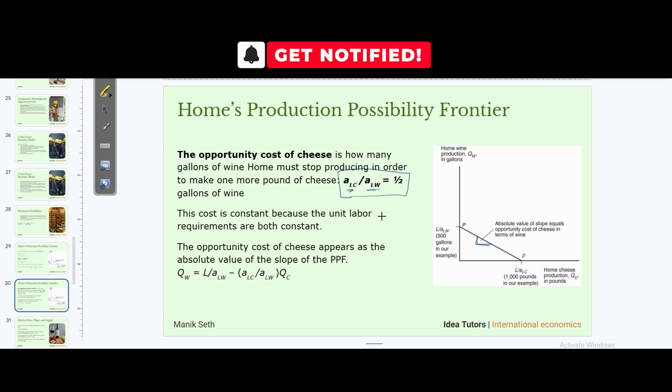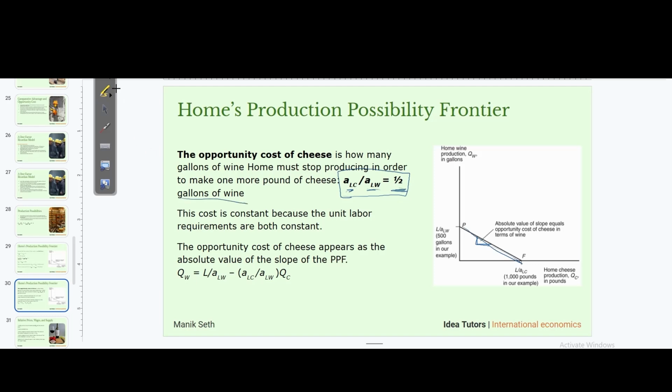This opportunity cost is also the slope of the production possibility frontier, and thus in this figure we can see that the production possibility frontier is a straight line. Why is it a straight line? It is not curved. Because the opportunity cost is constant, which means the slope of the curve is constant. If it was increasing opportunity cost, then we would have a curved PPF. But here it is constant, so we have a straight line. The opportunity cost of cheese appears as the absolute value of the slope of the PPF, and this is the formula.